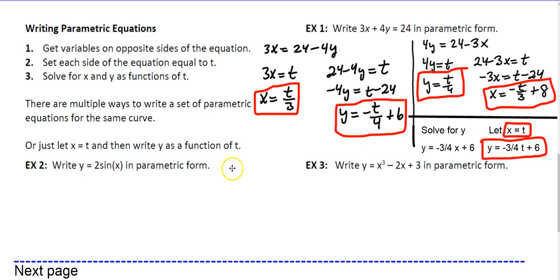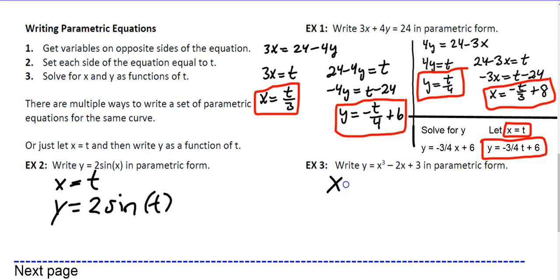So there's another way. I can solve my equation for y and just let x equals t. So in this case, I would have x equals t as one of my equations. Well, if x equals t, then I can just substitute t in for x. So then y equals 2 sine of t, and there are my parametric equations. That works perfectly well. Here I would say x equals t. I'm writing with my finger, so sorry this is kind of messy. y is equal to t cubed minus 2t plus 3.